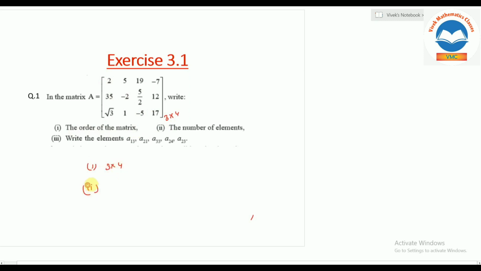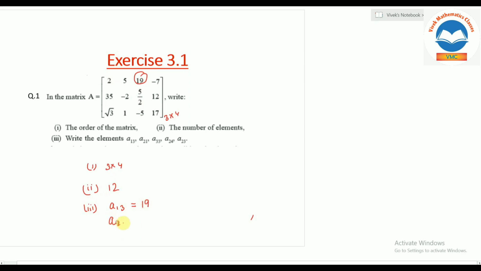Second, the number of elements of this matrix. We know that the number of elements is the number of rows multiplied by the number of columns. So 3 into 4 will be 12. Third part, they are asking A13. The element placed at first row and third column will be 19. So A13 will be 19.